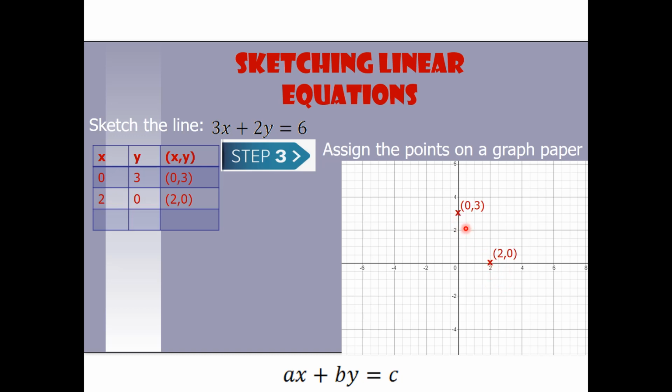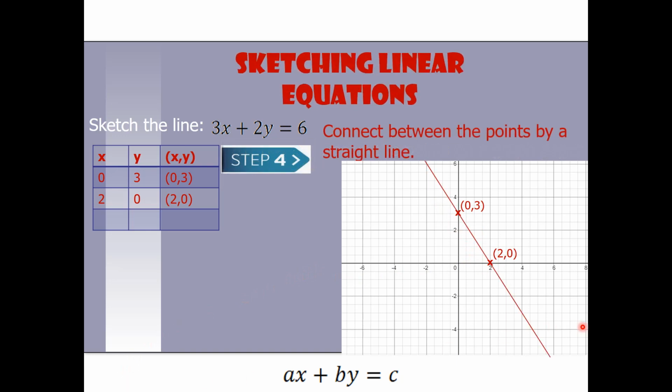By doing so, we have already determined the locations of the 2 points on the coordinate system. The remaining step is to use your ruler to connect the 2 points by a straight line, and you can extend the line from both sides like this, because this line can go up to infinity and minus infinity. So this is the line for the equation. The equation 3x plus 2y equals 6 has this graph. So this is called the graph of the equation.